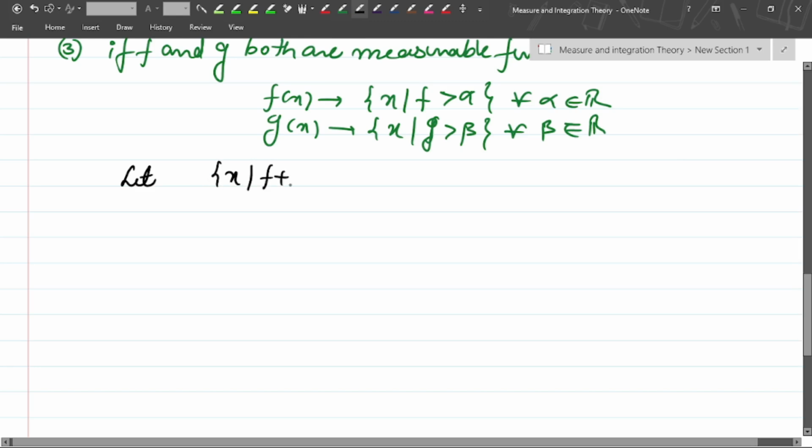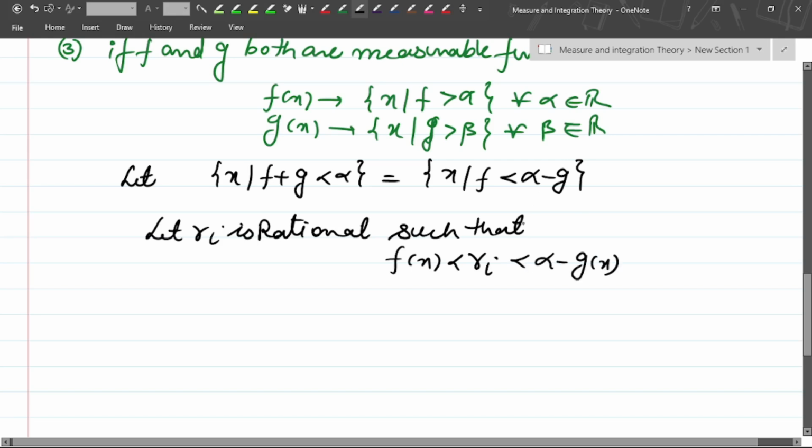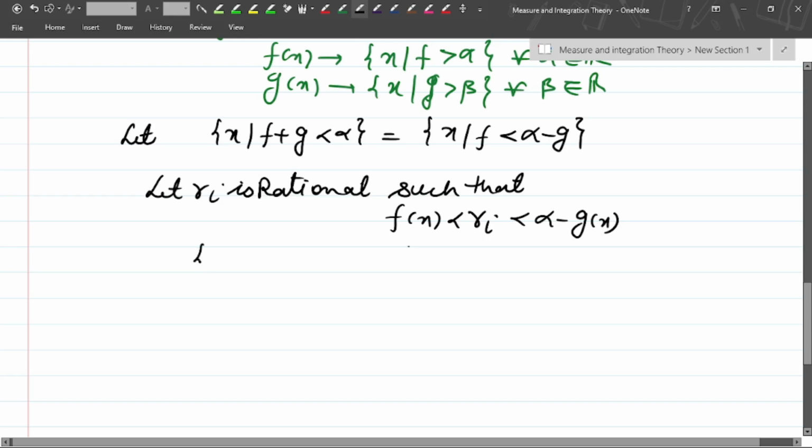Now let x be such that f plus g is less than alpha. Then we can write x such that f is less than alpha minus g. Now let R_i be rational such that f(x) is less than some R_i. It means it is less than alpha minus g(x), in such a way that R_i exists. It means what?